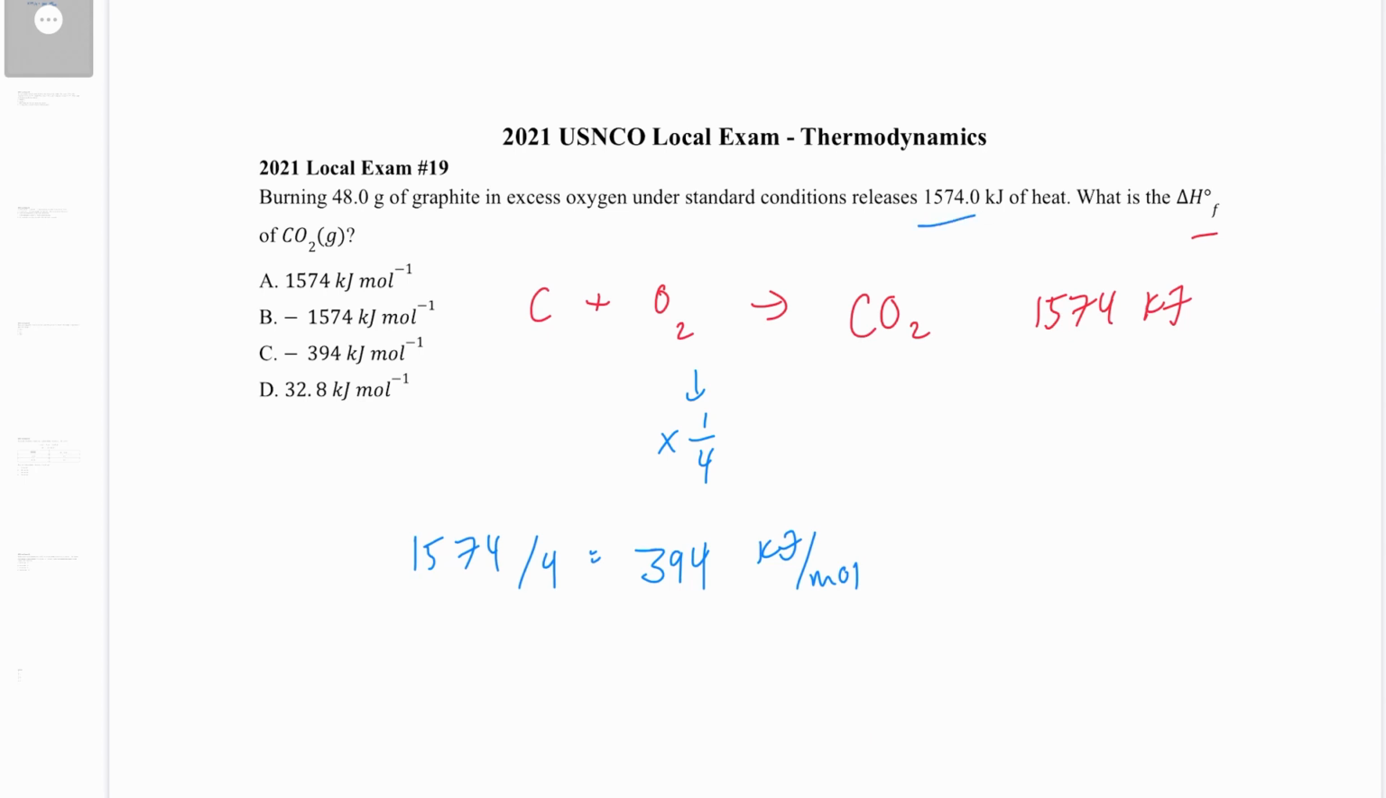If you're releasing energy, then that means your system loses energy. Therefore, its change is going to be a negative number. Again, it's 1/4 of the value that we're given because we have 48 grams of graphite, which represents 4 moles, but we want 1 mole. And again, it's negative because you release that heat. So the answer is C.